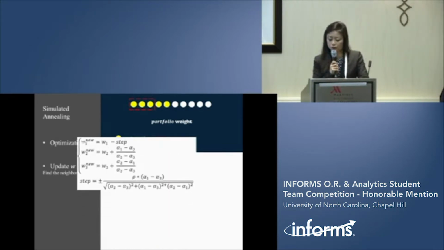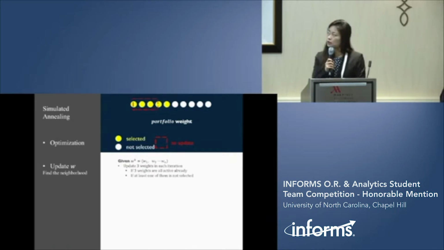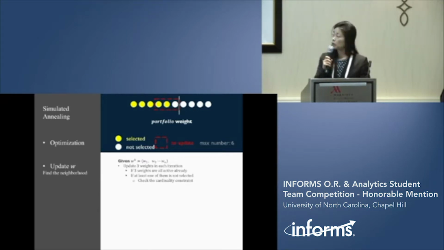We update 3 weights at a time, so that's why you have W1, W2, and W3. Now, in the second scenario, the cardinality constraints, which are represented by the gray bar here, allows for 6 active weights, but our portfolio only has 5 active weights. In this case, we add another stock to the portfolio.